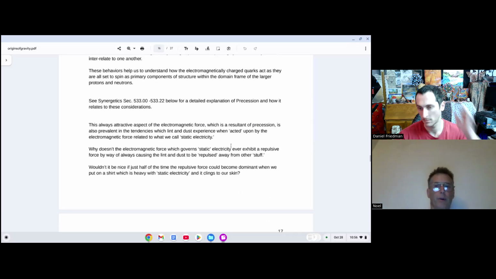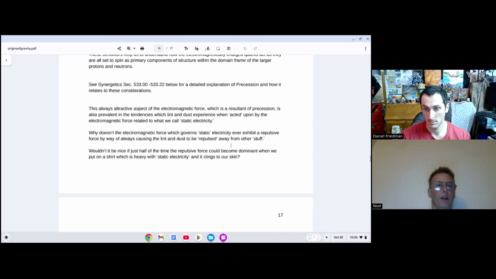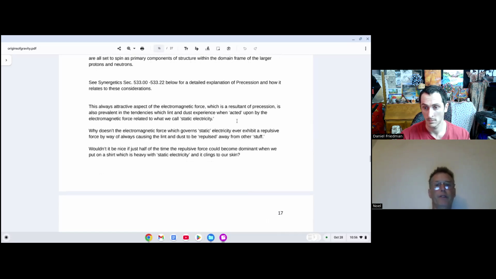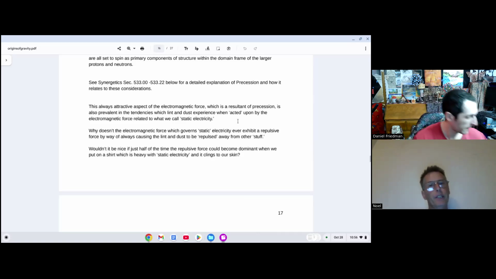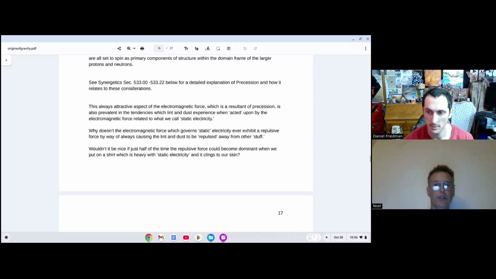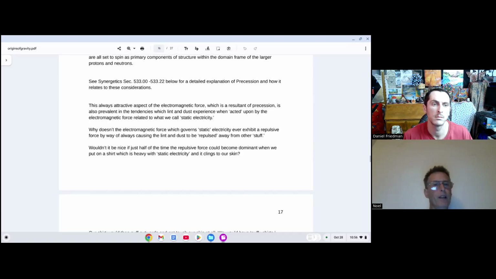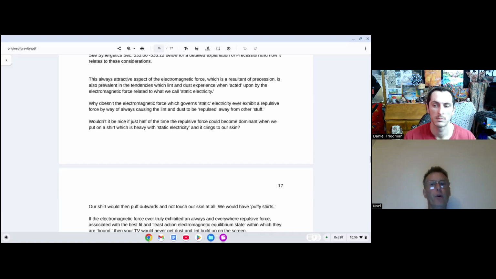So we can think about this also in the always attractive aspect of the electromagnetic force, which is a resultant of precession, is also prevalent in the tendencies which lint and dust experience when acted upon by the electromagnetic force related to what we call static electricity. Why doesn't the electromagnetic force which governs static electricity ever exhibit a repulsive force by way of always causing the lint and dust to be repulsed away from other stuff?